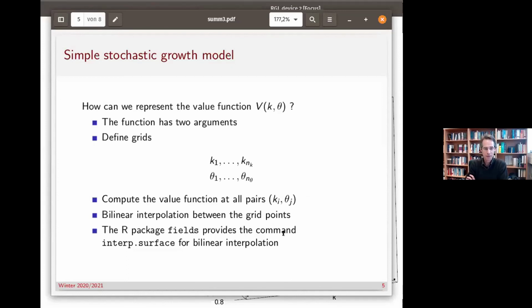And fortunately, this is implemented in R already. So there's an R package. There are actually many R packages that do bilinear interpolation. I found the fields package quite useful, and the command to do bilinear interpolation in that case is interp.surface, which is relatively fast and really built exactly for the case we are dealing with here. So equidistant points in both directions, and then you have this bivariate grid and evaluate the value function over the grid points. So this is the way we are going to represent the value function in this exercise.